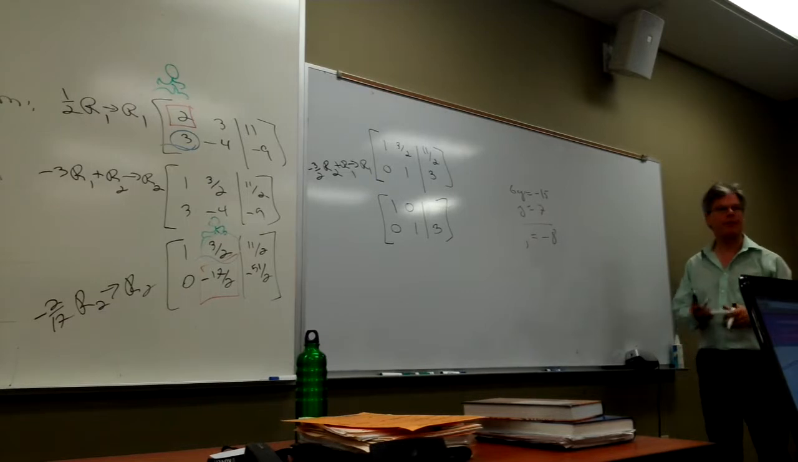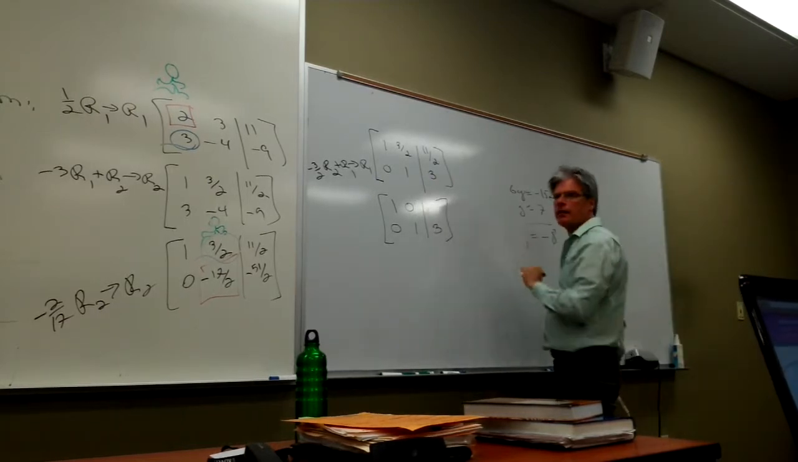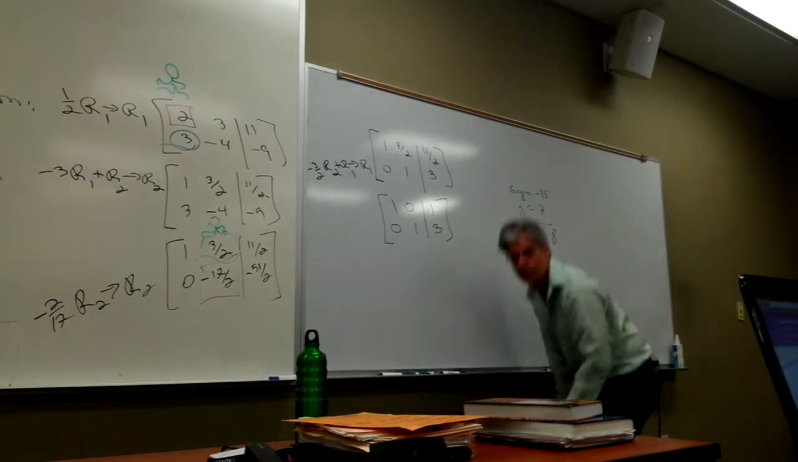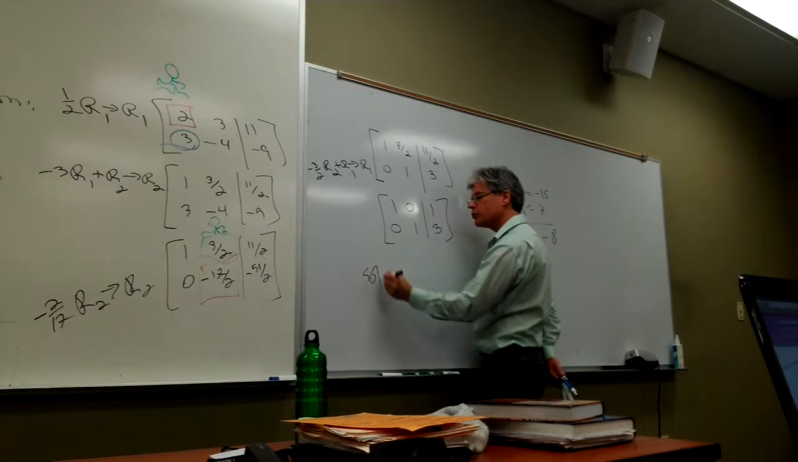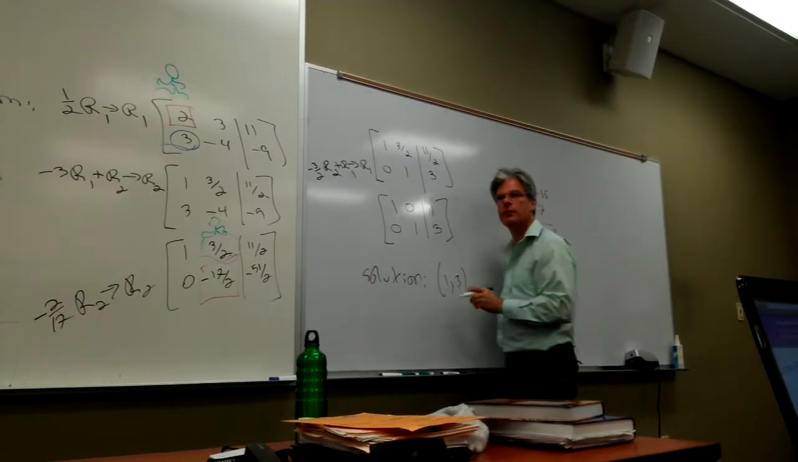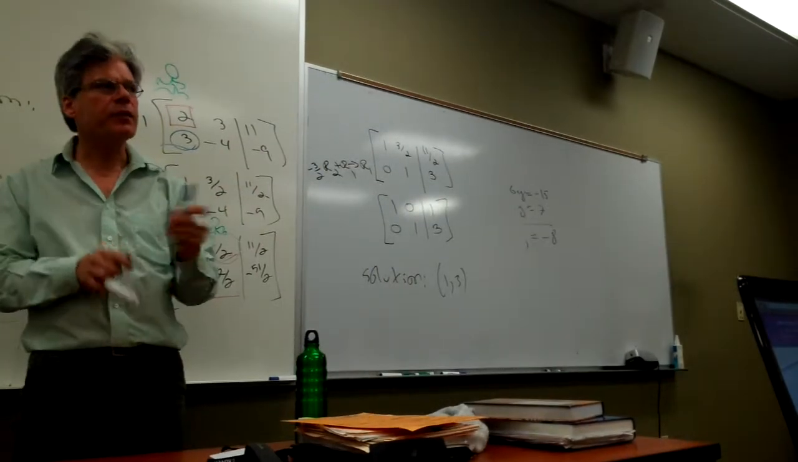Now I'll slow down with my arithmetic. -3/2 times this is -9/2. But -9/2 plus 11/2 is just 1. I think I've generated my solution. I think it's just simply the ordered pair (1, 3). Did you understand the process?